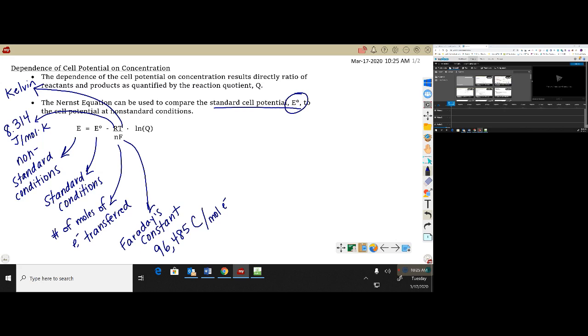And then finally, natural log of Q. He's back. Equilibrium has never left. Q is the reaction quotient. It's that whole products over reactants thing. It looks just like K, where we're going to set up the concentration of our products over reactants. We're going to raise them to the coefficients in the balanced equation.